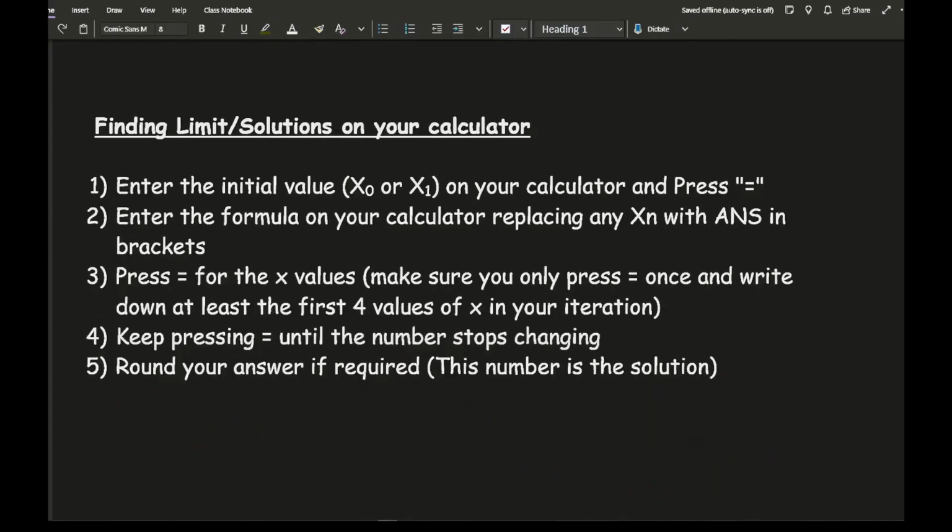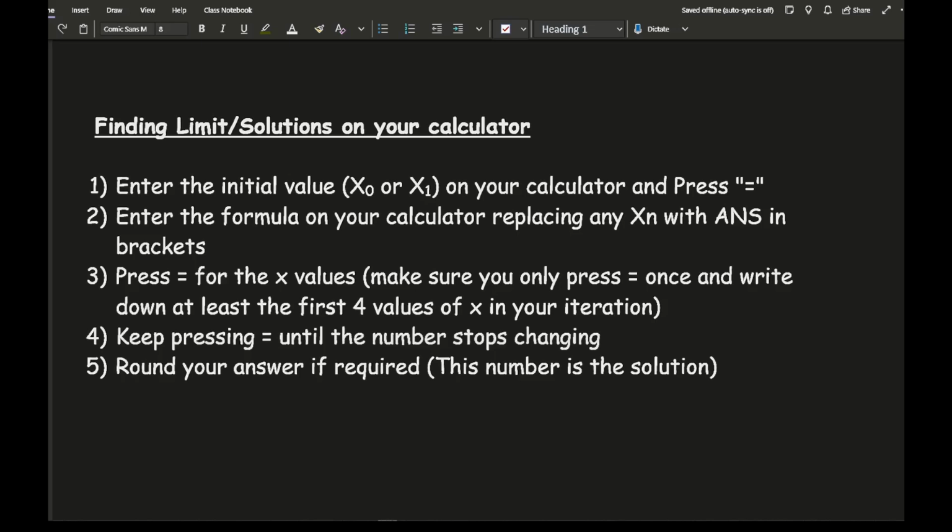Now, to work out the values or solutions to your iteration by using the calculator, all you need to do is just follow these 5 steps. Now, if the 5 steps don't make much sense, do not worry. When we go through some exam questions, hopefully you'll see all of these come into practice. So the first thing you want to do is enter the initial value, either it be x0 or x1, depending on how the question is written, on your calculator, and press equals.